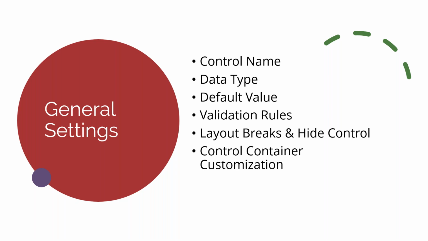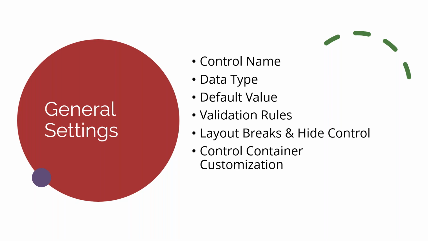Yes, the general setting is also where you can customize layout breaks. Does your control use a new line created after the control in the layout, or does it stay in line with whatever is going to be displayed next, as well as your show hide rule. So the hide control is actually just strictly like, is it visible or not? It's a checkbox.